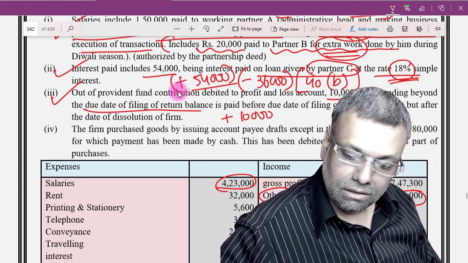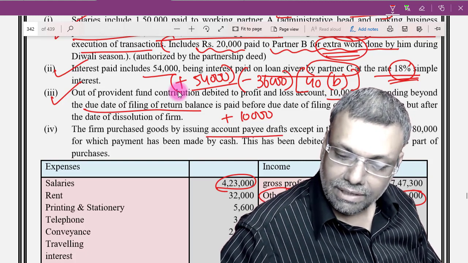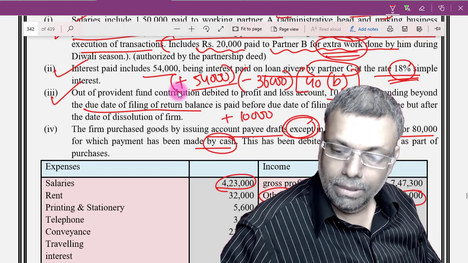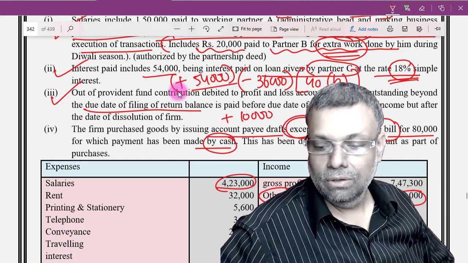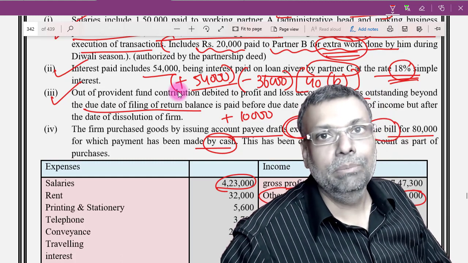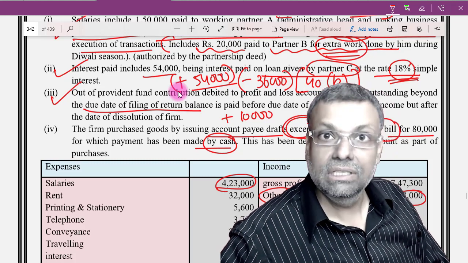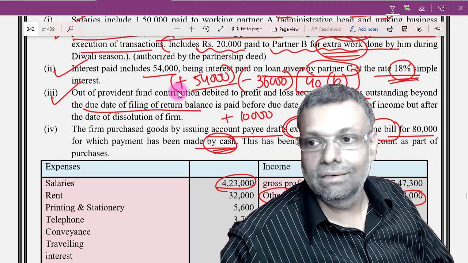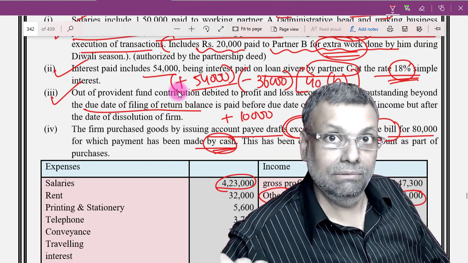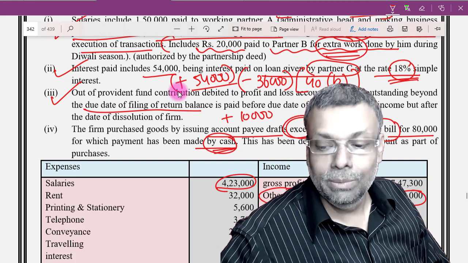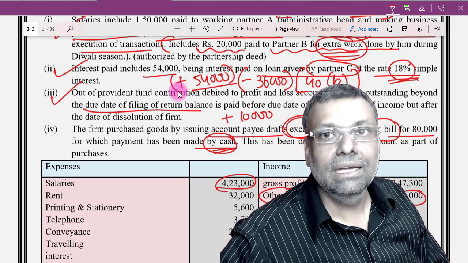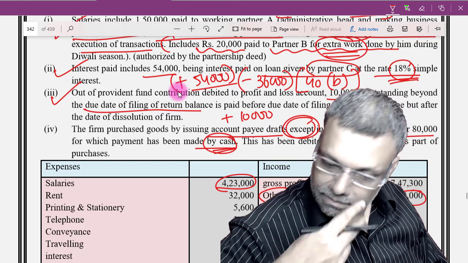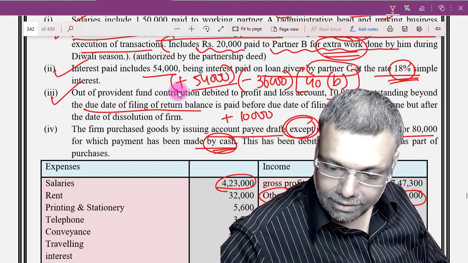Then the firm purchased goods by issuing account payee cheque or draft, except in case of one bill for 80,000, for which the payment was made in cash. So it was one bill, and the payment was made in cash. The concept is basically aggregate payment per day. That exact data is not given. Even if it was paid in cash, but supposing it was 8,000 rupees paid at different times, on different days, then there will be no disallowance. But in the given situation, I am assuming that this is aggregate payment in one day to one person. Then this particular 80,000 will be added. So add 80,000 on that particular note.